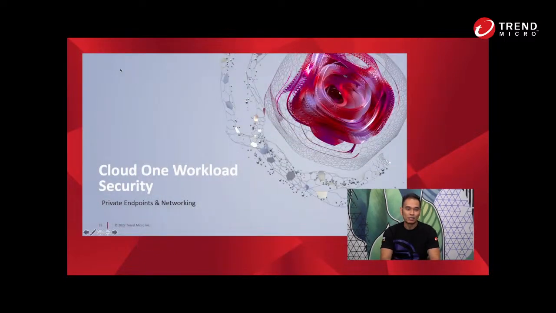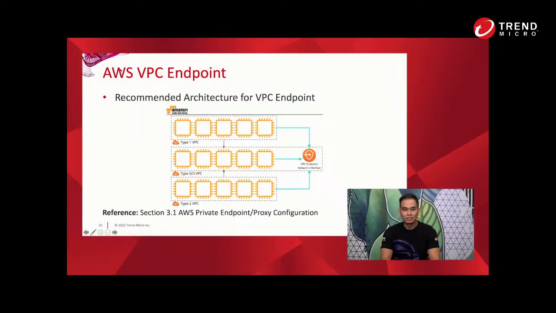So today I'm going to cover the private endpoint and networking requirements for the Cloud One workload onboarding. This is the recommended architecture for VPC endpoints running on AWS. One VPC endpoint per AWS account is required for these setups. Firstly, you need to create the VPC endpoint in one VPC. Other VPCs will then be peered to this VPC hosting the VPC endpoint. This is to allow communication between the Cloud One servers and the VPCs.